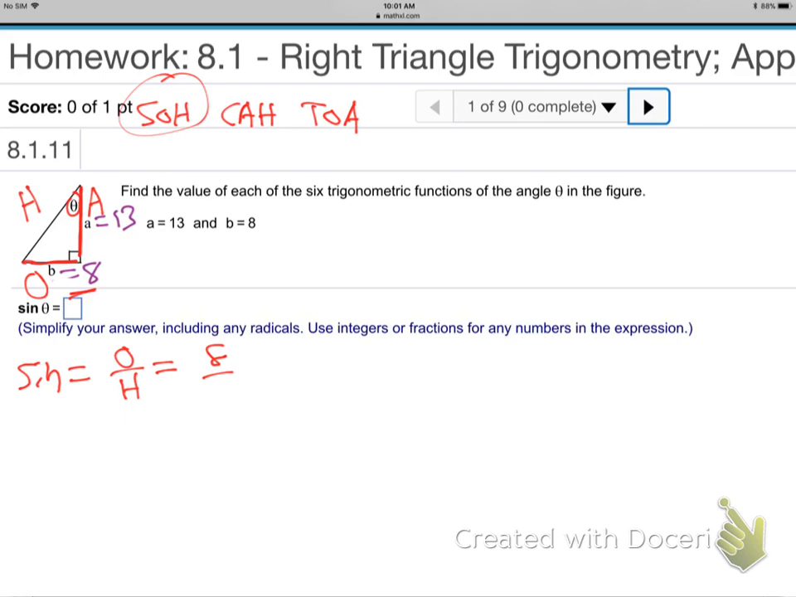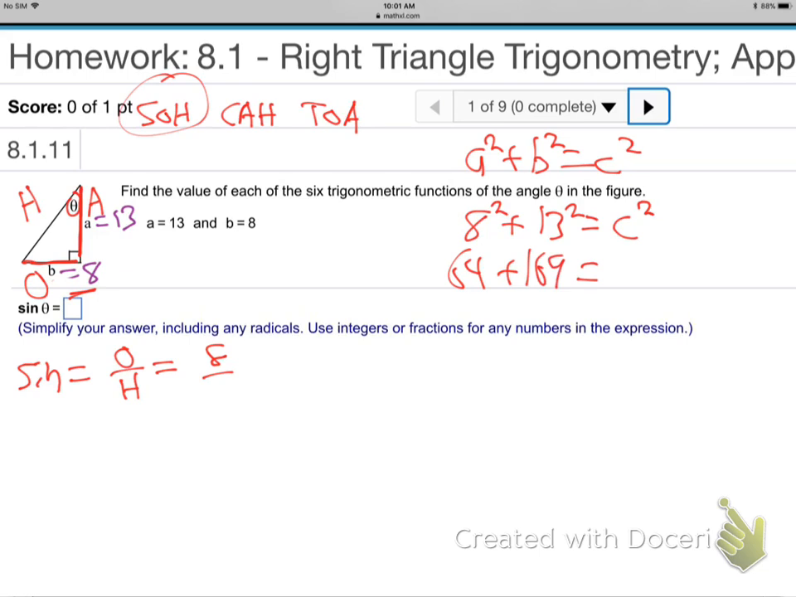Pythagorean, a squared plus b squared is c squared, right? So we'll do that. 8 squared plus 13 squared is the hypotenuse squared. So it's 64 plus 169. What's that? 233. Is that right? Okay. And then root it. So root of 233 is the hypotenuse. Great.